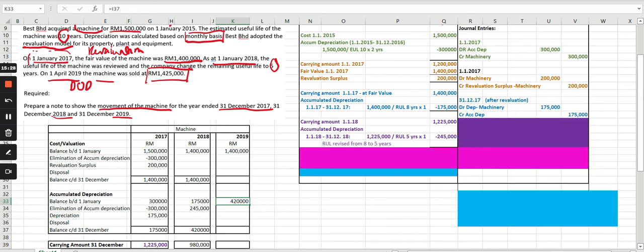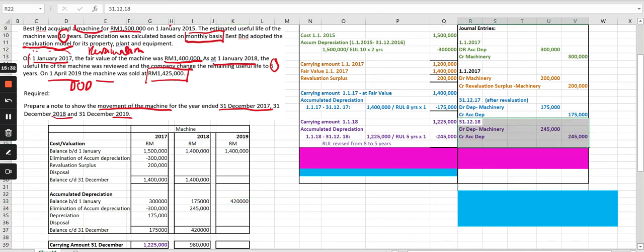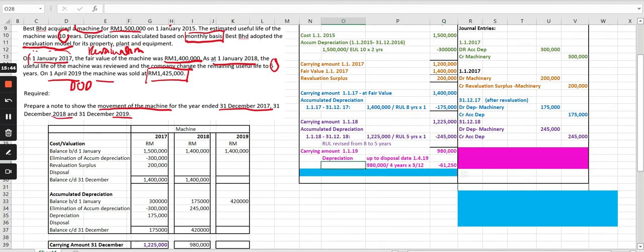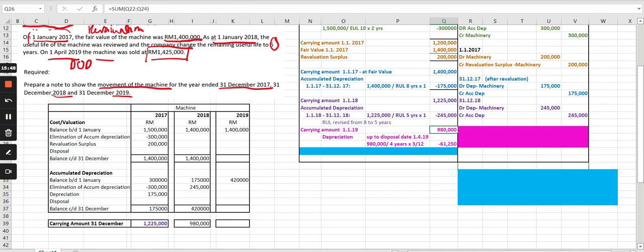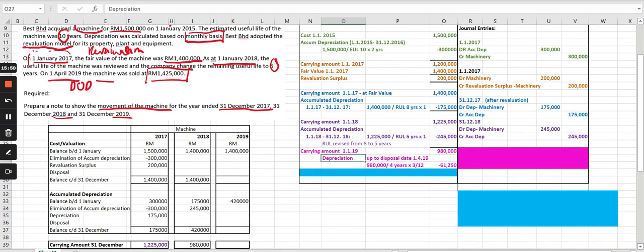So when you dispose the asset on 1st of April, that was just some information on how to do the journal here. So 1st of April, you would see that you still need to calculate the depreciation, right, up to the date of disposal. So remember the carrying amount was 980. You need to calculate depreciation up to the date of disposal. The reason is because it is on a monthly basis.